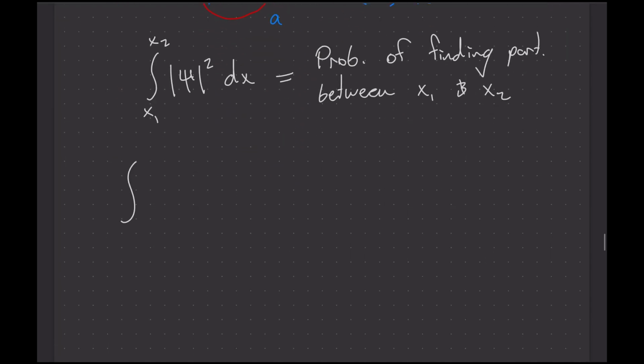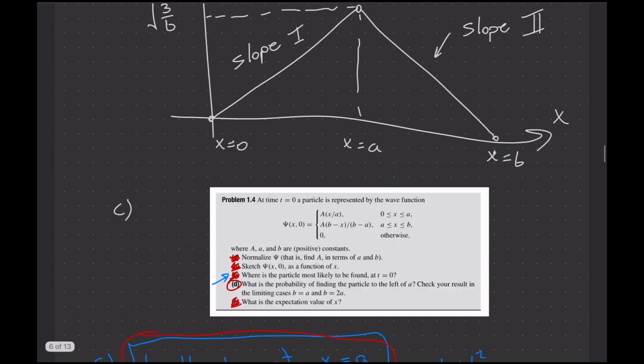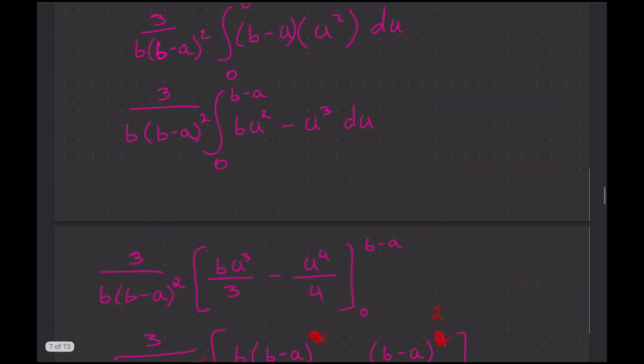Basically, we have to solve this integral from 0 to A. From 0 to A, we have A over AX dx as the wave function. And what we have to do is square that, and what we can also do is replace this by the square root of 3 over B. Is that the answer we got? Square root of 3 over B.